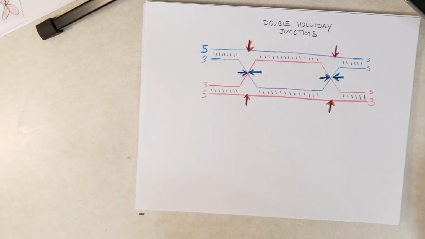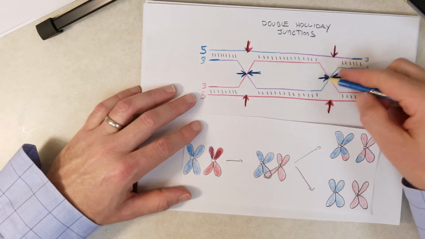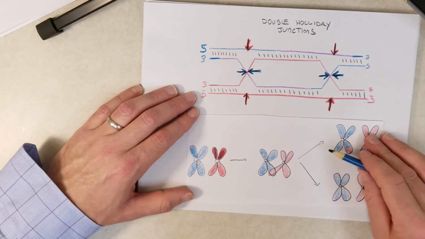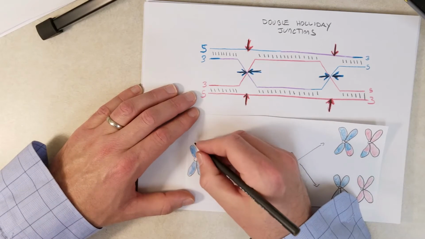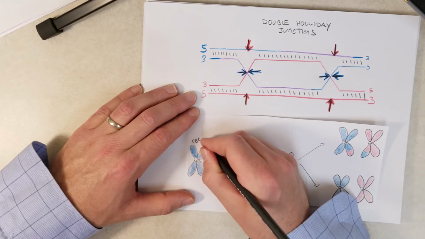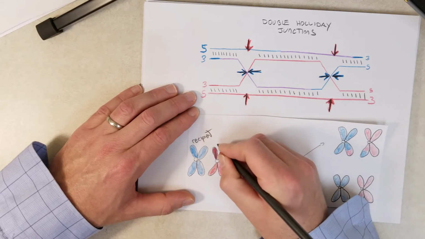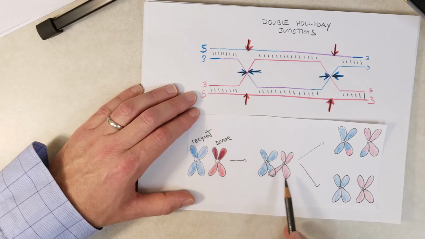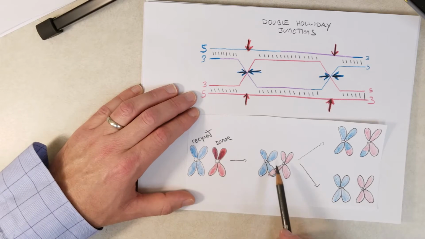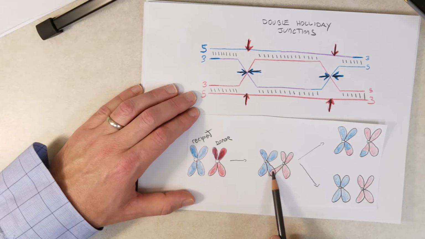Okay, so I have this diagram right here. I'm gonna get back to how these are cut in a moment. So we have these 2 chromosomes, and we went with the recipient in blue and the donor in red. It didn't have to be that way. It could have been the other way around. We have the chiasma formation, where you have the double Holliday junction forming in here.